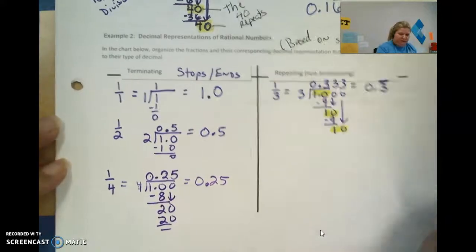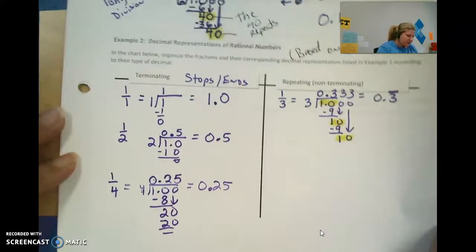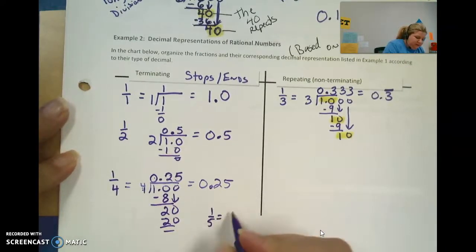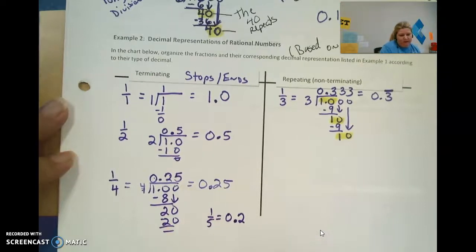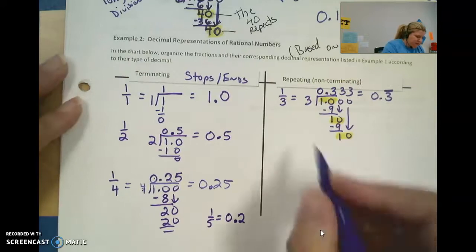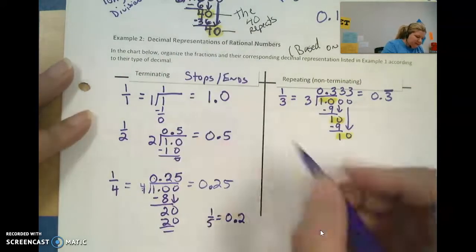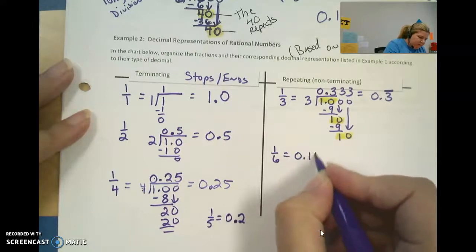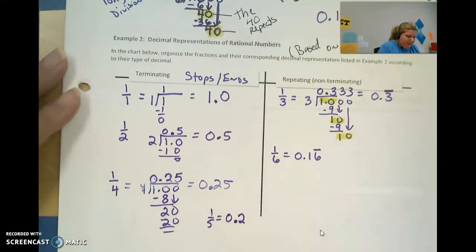1/5, I'm afraid I'm going to run out of room here. I'm just going to write 1/5 here and say that is 0.2, and you can work out the division. I'm just running out of room, maybe time as well. Okay, so we did 1/6 up here. That was 0.16, and that's repeating.